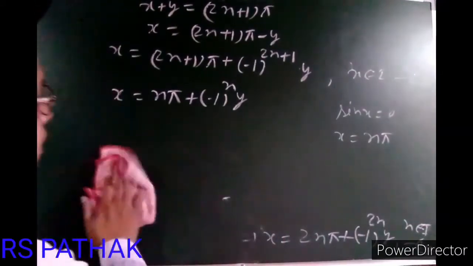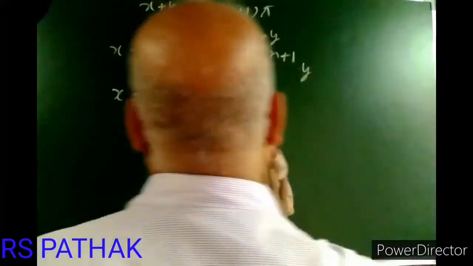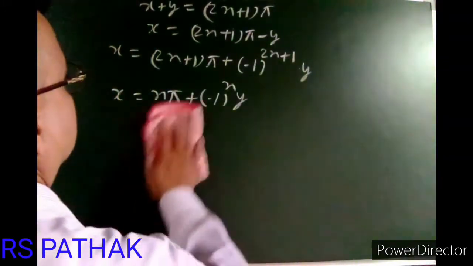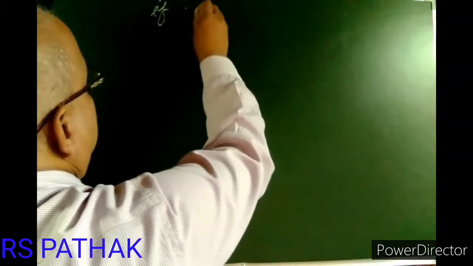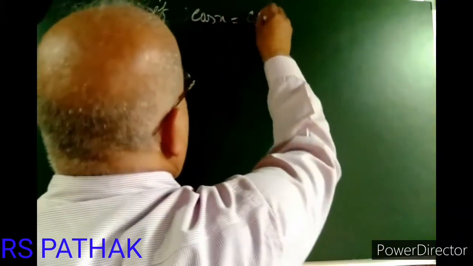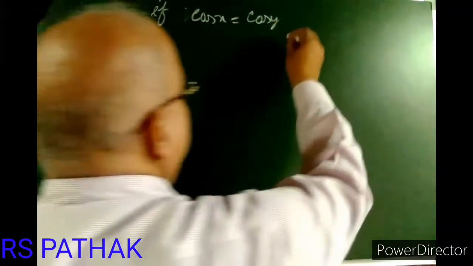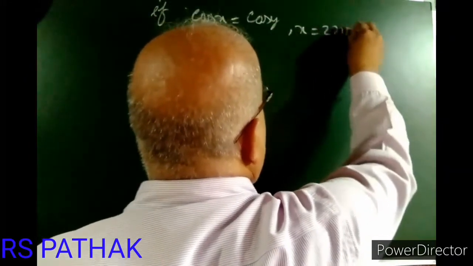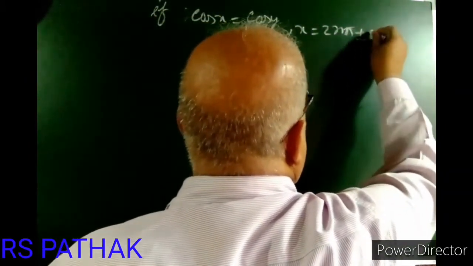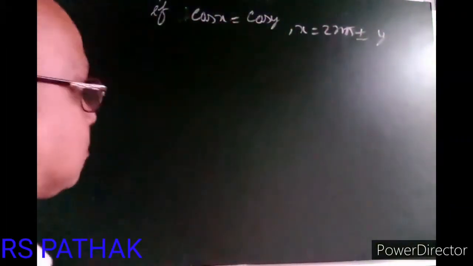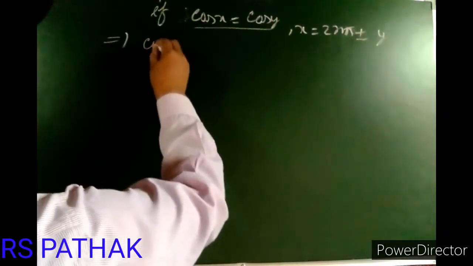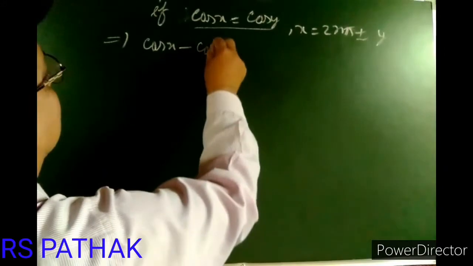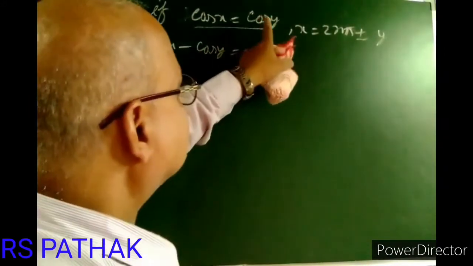Now I will prove the second theorem. The second theorem is, if cos x equal to cos y, then x equal to 2n pi plus minus y. I am starting from this. cos x minus cos y equal to 0. I am taking this in this side.